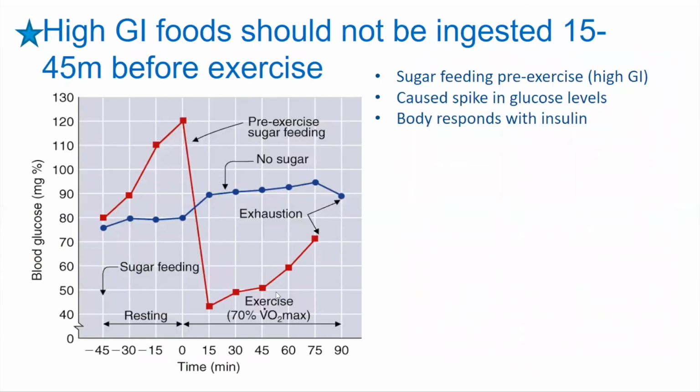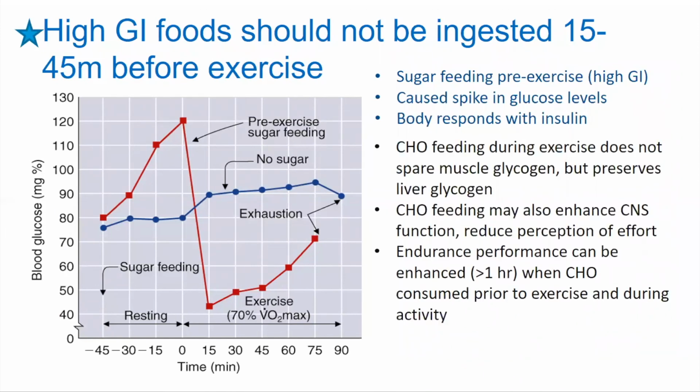So high GI food should not be ingested 15 to 45 minutes before exercise. The reason being that if you ingest a high GI food, glucose levels in your blood will go up. As a response, insulin would be secreted, and this insulin will start to store your glucose, and your blood glucose levels will drop. The reason why insulin is released is because you have not started exercise yet.